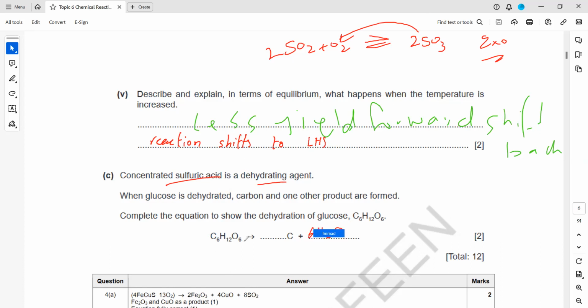Whenever you're balancing an equation, start with oxygen, followed by hydrogen, and then any other element. But for a combustion equation, start with carbon, followed by hydrogen, and then oxygen last. So this is the balanced equation for the dehydration of glucose by sulfuric acid.